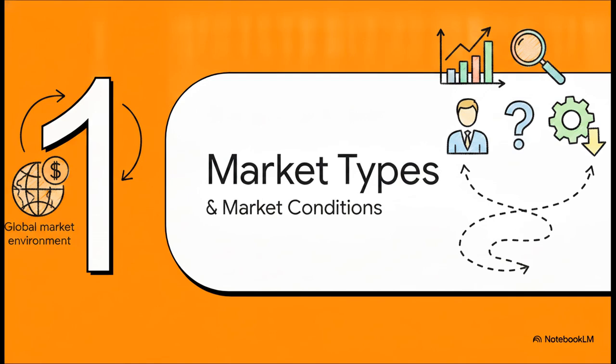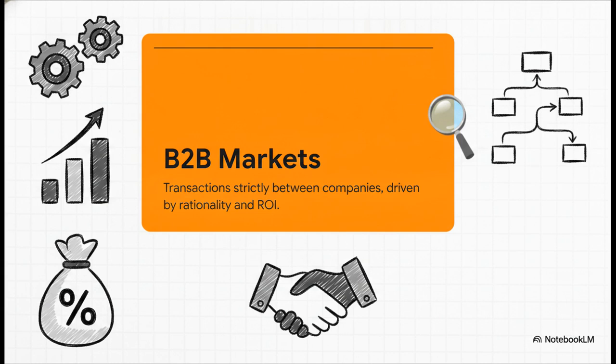Section 1. Market types and market conditions. First up, we've got to establish the environment a business is actually operating in, because that dictates literally every strategic marketing decision that follows. Let's start with B2B, business-to-business markets. This is where transactions happen strictly between companies.